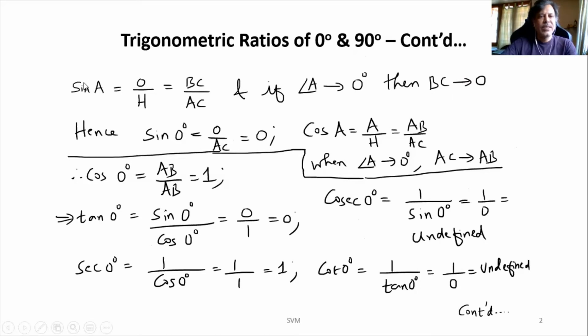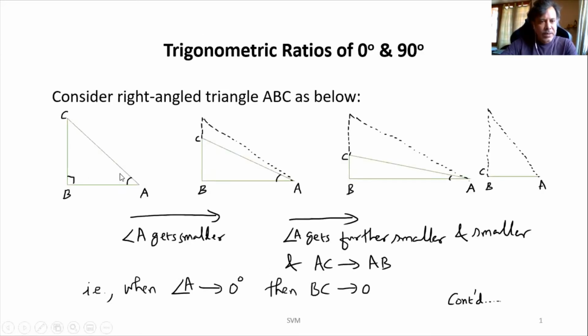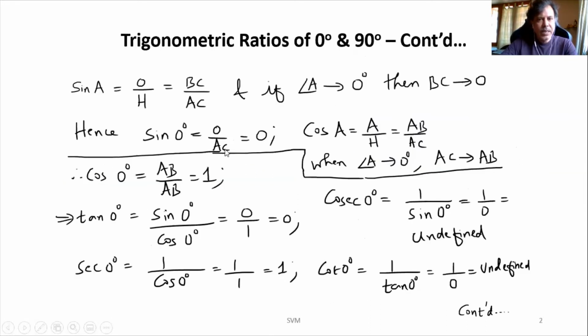Now, first, sin A is opposite by hypotenuse. Let us go back. This is sin A: opposite is BC, and hypotenuse is AC. Opposite BC is actually becoming 0. That means sin 0 degrees will be 0 by something, which will be 0 only, right?